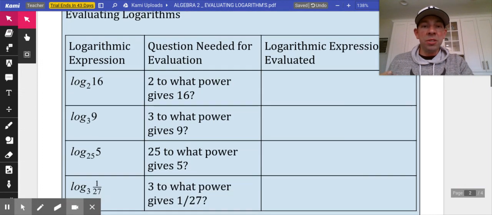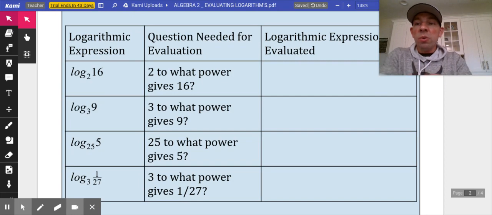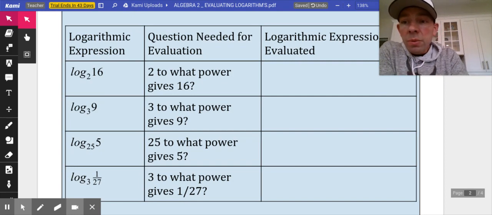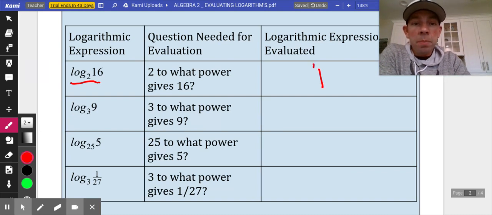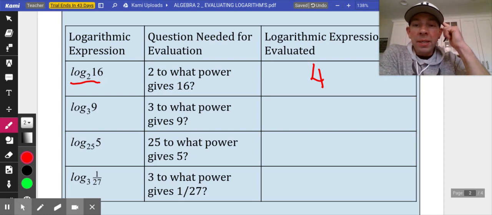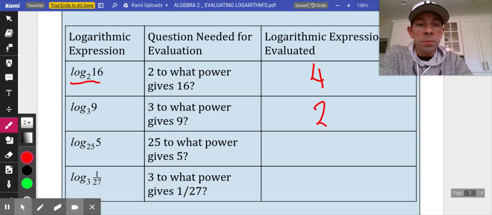Okay, so here's a real nice breakdown of what's happening in your mind. That last column is just logarithmic expressions evaluated. So when we see log base 2 of 16, what we're processing in our mind is 2 to what power gives 16? Boom, 4. If I see log base 3 of 9, I'm thinking in my head, 3 to what power gives me 9? Boom, 2.